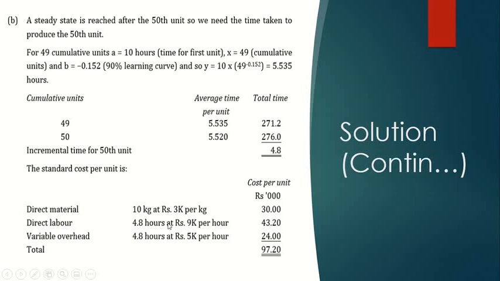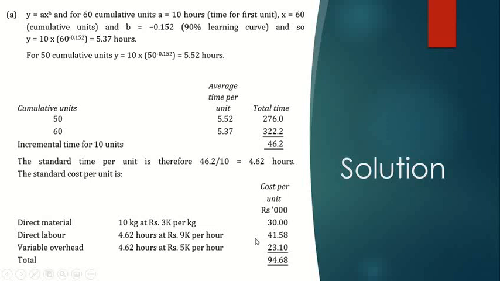In the previous question, 94,680 is the average cost per one unit in the fourth quarter if learning curve theory applies, which means we can get further improvements.